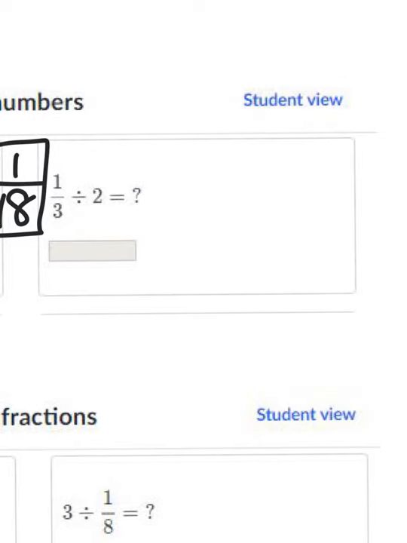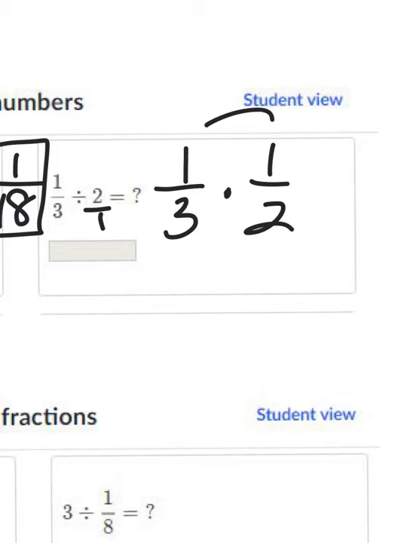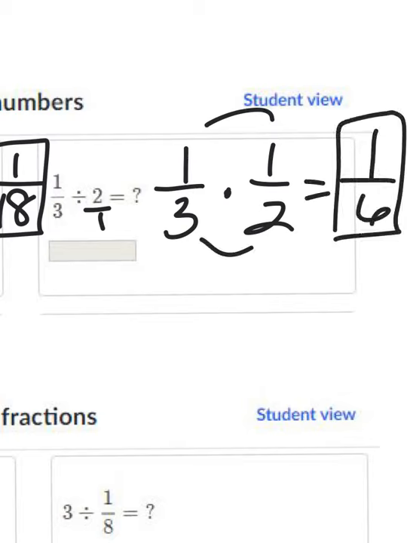Okay, last one. This is the same as 1/3. We're going to switch it to multiplication. 2 is the same thing as 2 over 1, and the reciprocal of that is 1/2. Multiply top to top, bottom to bottom, and you get 1 over 6.